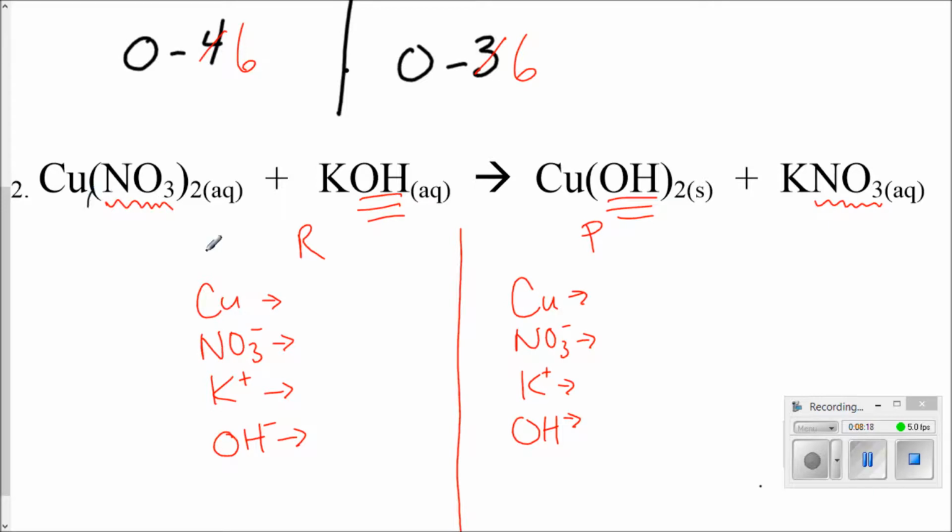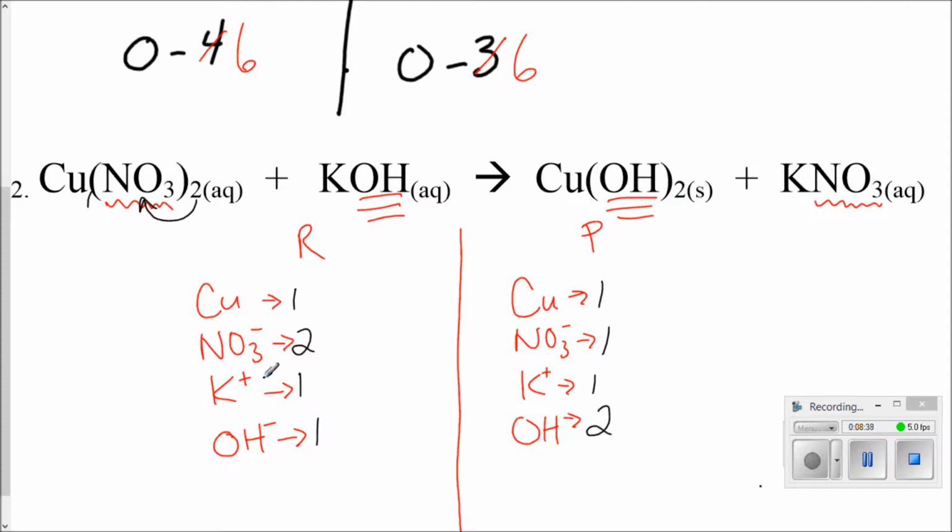I have 1 copper on this side. On my product side, I also have 1 copper. I have 2 nitrates because that 2 gets multiplied in there. On this side, I just have 1 NO3. On this side, I have 1 potassium. On the other side, I have 1 as well. I have 1 hydroxide on this side, and I have 2 on this side.